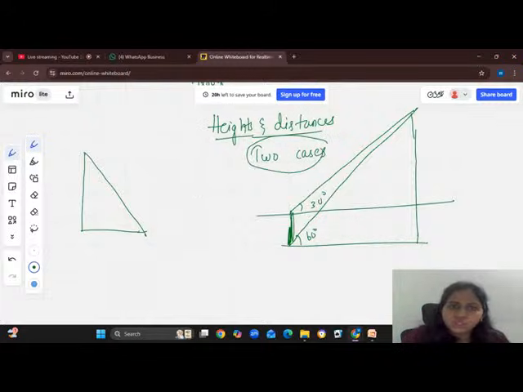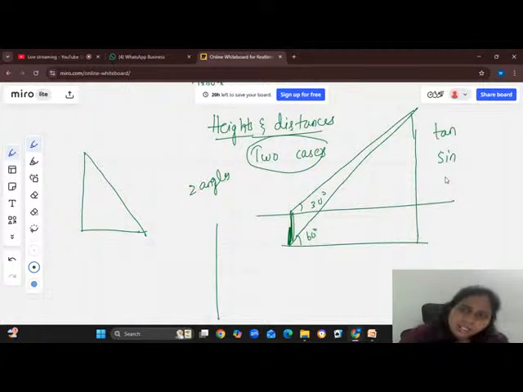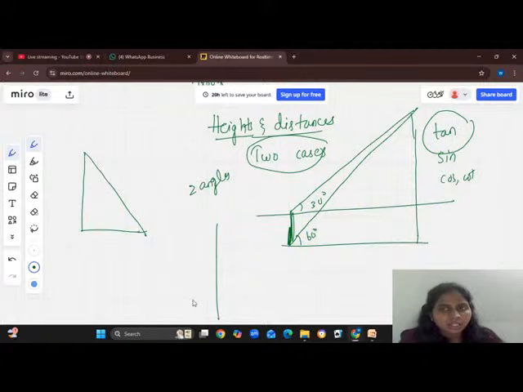They will give you two angles. So what you have to do, just draw one line. The common trigonometric ratios we use are tan, and we can use sine, sometimes cos and cot. Most probably we go with the tan only. So just go with the tan.